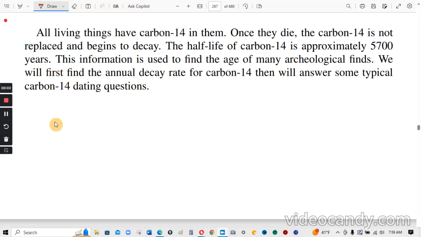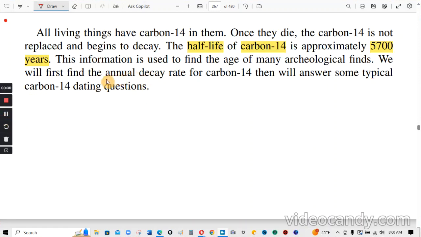Okay, so this will be the last section for the Exponents and Logarithms chapter. All living things have carbon-14. Once they die, the carbon-14 is not replaced and begins to decay. The half-life of carbon-14 is approximately 5,700 years. This info is used to find the age of many archaeological finds. We will first find the annual decay rate for carbon-14, and then we'll answer some typical carbon-14 dating questions.